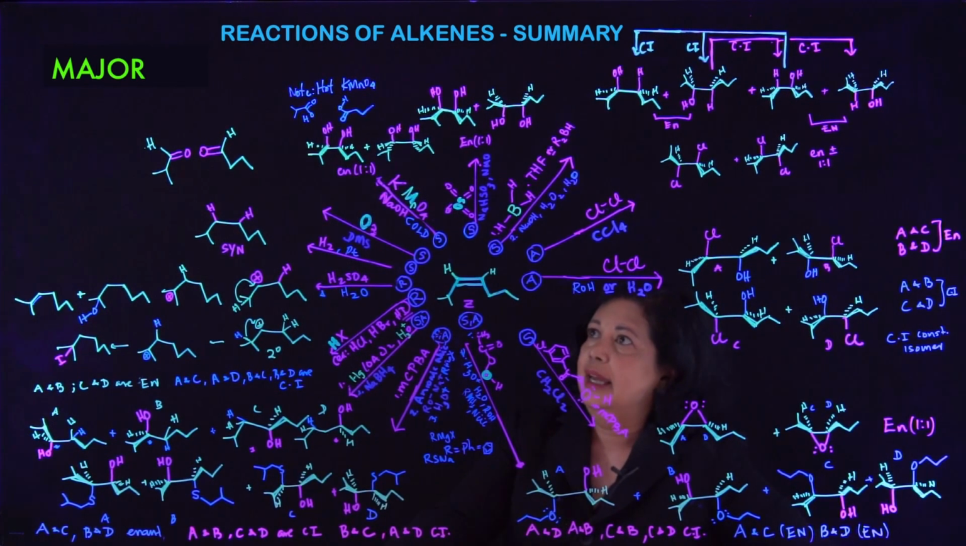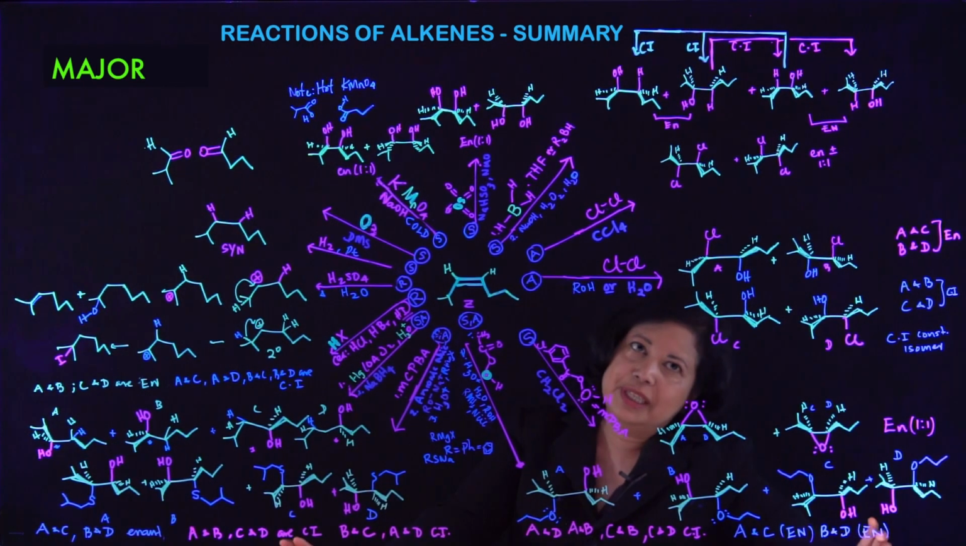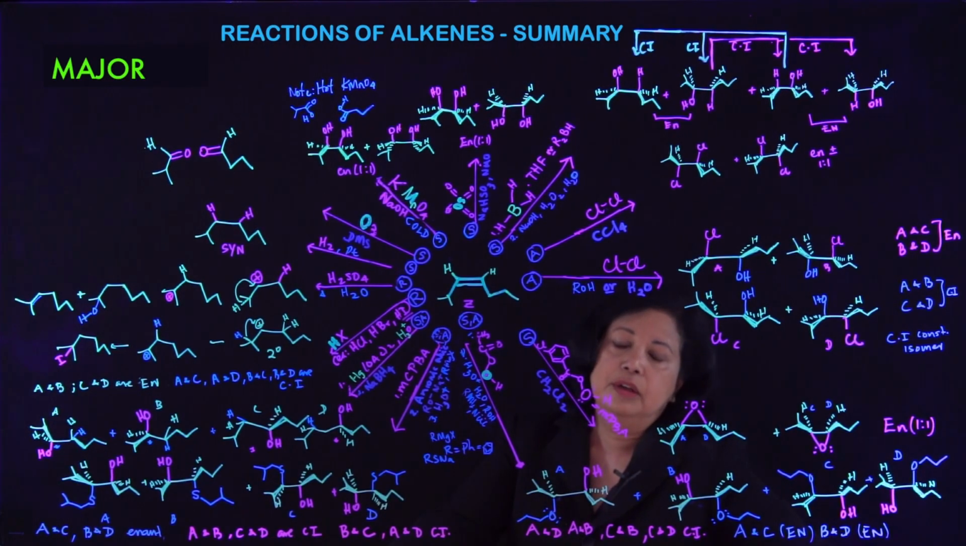Yes, we did. And I just want to mention these are the major products, and there are minor products possible for almost all of these reactions. If you have a regioisomer, you can get the other regioisomer as your minor product. Or you can have other elimination, substitution products happening as side products.